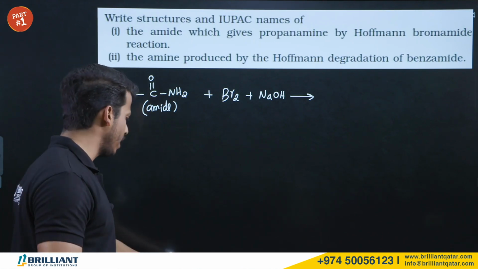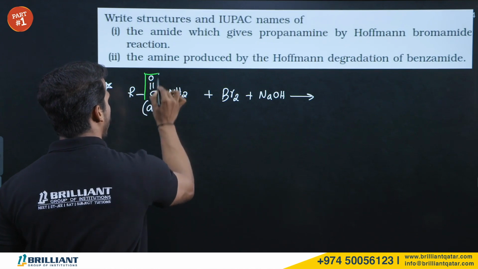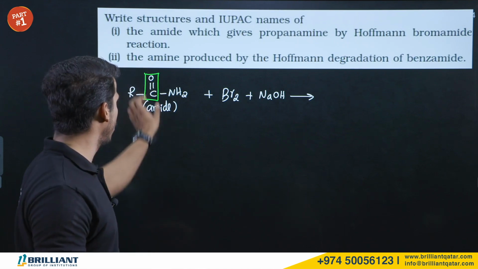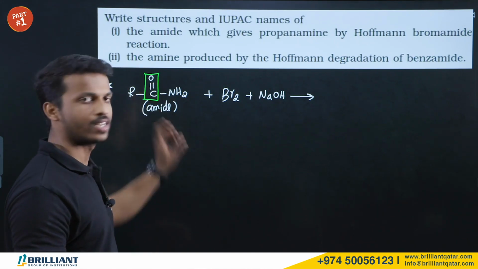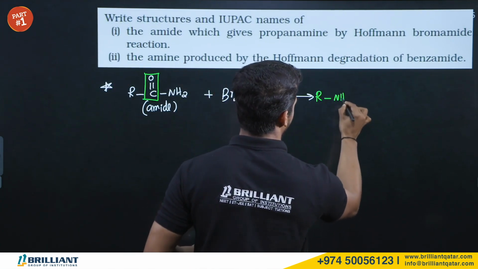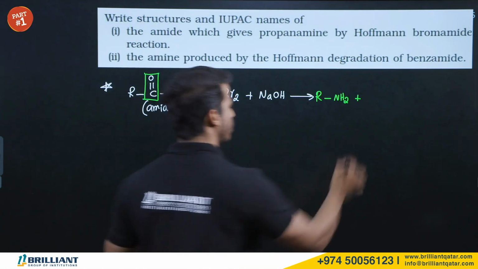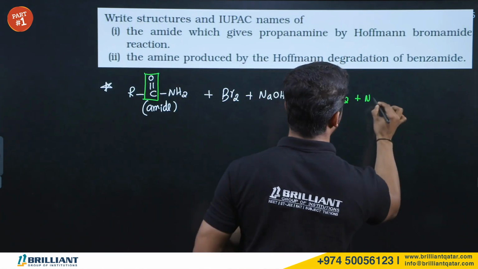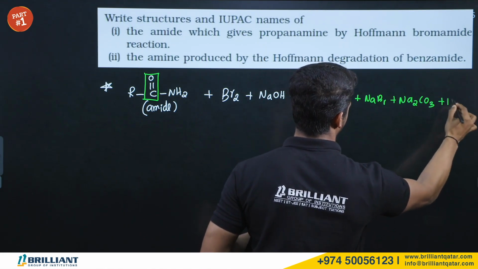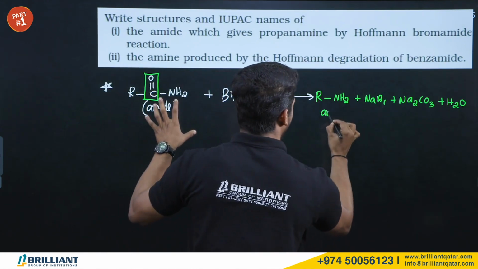Dear students, it's very easy to write the product. From your amide, remove the CO group, the carbonyl group, and your amine is ready. What is remaining here? RNH2, that is your amine. Byproducts are common always if you are using NaOH. The byproducts are sodium bromide, and you will get sodium carbonate, Na2CO3, along with water. So, dear all, this is the conversion of amide into amine.